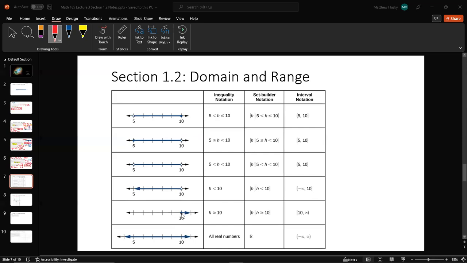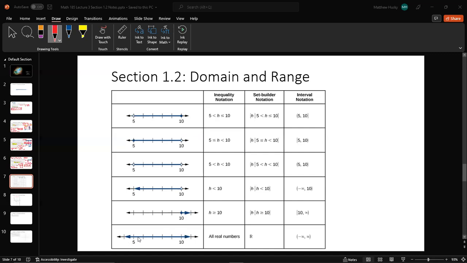So with 10, it's filled in. You've got a square bracket. Everything above that to the right, that's to infinity with a parentheses. Infinity always gets a parentheses, or negative infinity.